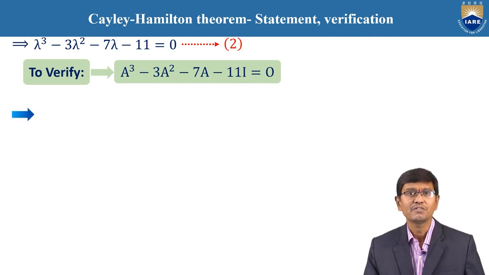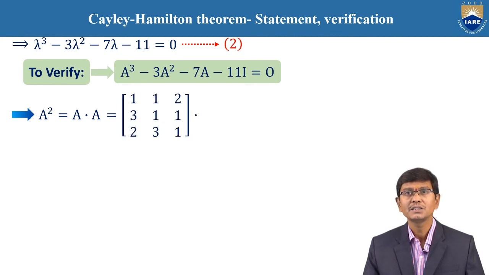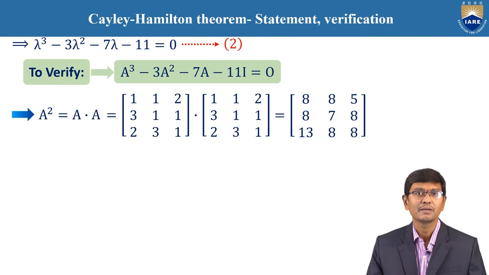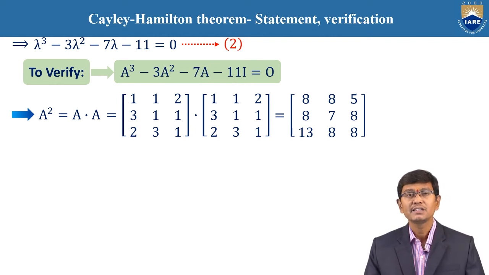Now we need to find first of all what A square is. A square is equal to A into A. And A is, as we clearly know, 1, 1, 2, 3, 1, 1, 2, 3, 1. And one more A, repeated: 1, 1, 2, 3, 1, 1, 2, 3, 1. By solving this, the product of A into A is the matrix 8, 8, 5, 8, 7, 8, 13, 8, 8.